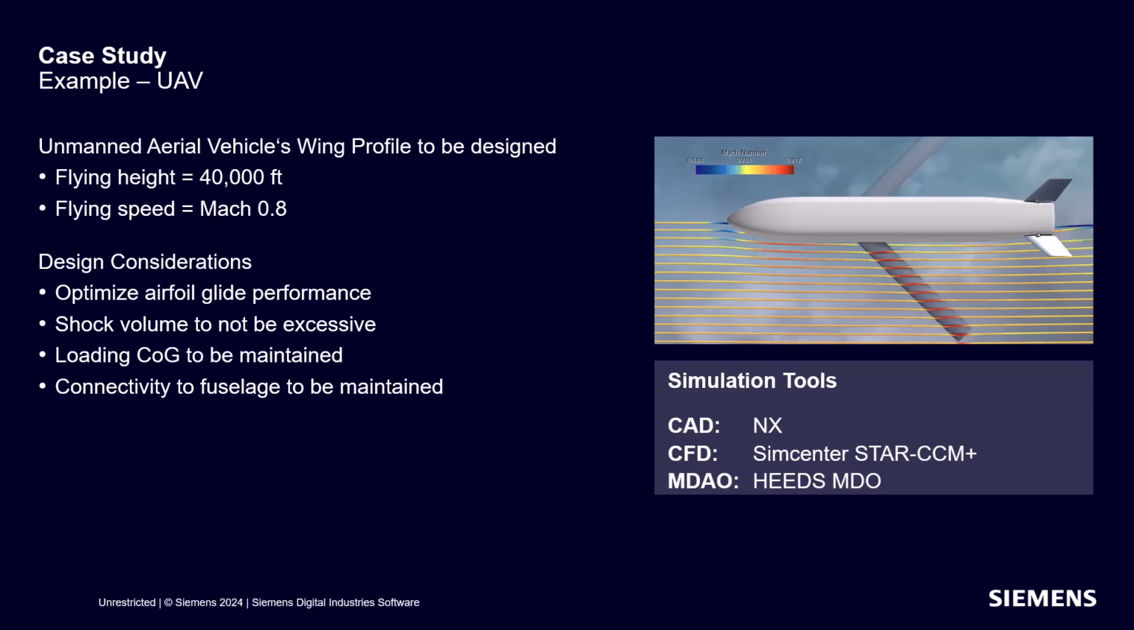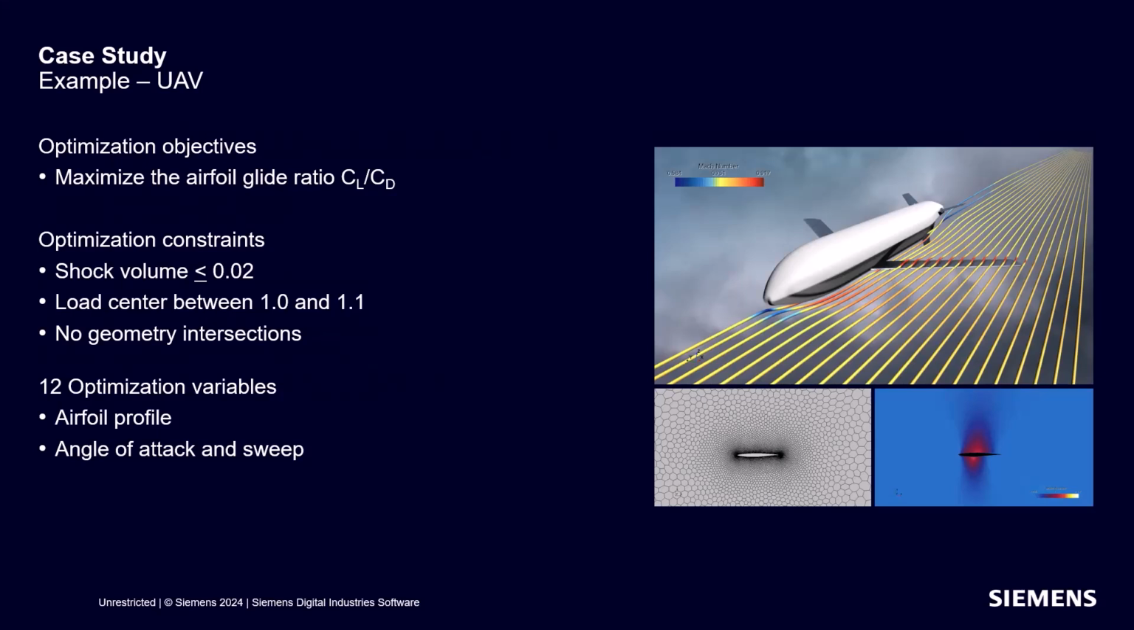Here we utilize NX-CAD for the parametric CAD model, SimCenter Star CCM Plus for the computational fluid dynamics simulation, and HEEDS MDO for the resulting optimization. Transforming our goals into an optimization problem statement results in the statement shown here. The goal is to maximize the lift-to-drag ratio of the wing, as predicted from SimCenter Star CCM Plus, while ensuring the shock volume computed from SimCenter Star CCM Plus is less than or equal to 0.02. Simultaneously, loading and geometry intersection checks are extracted from NX.